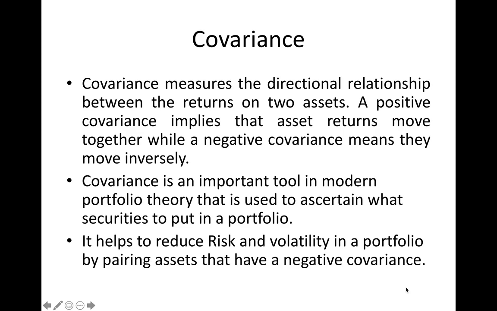Now, covariance is a very important tool, especially in modern portfolio theory, because we use that to ascertain which securities to put together. To reduce risk and volatility in a portfolio, we normally seek to pair assets that have a negative covariance. By implication, once you have determined your average portfolio return, whatever gains are made in one will be offset by the other, giving you a relatively stable return on your portfolio. In the reverse, when one asset loses on its returns, the other one is going to gain.